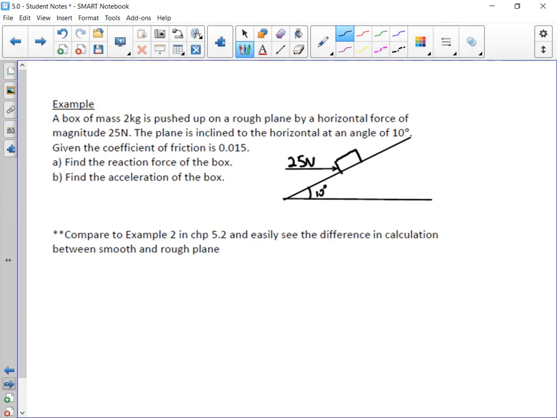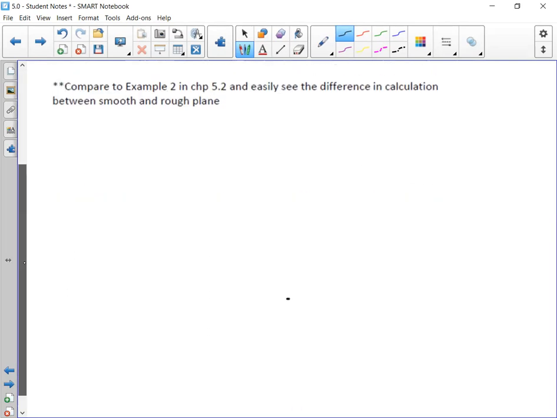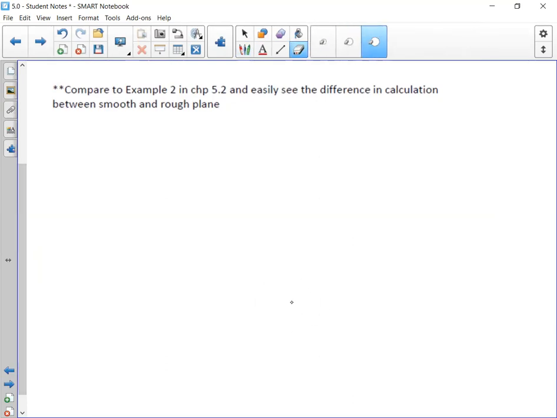A box of mass 2 kilogram is being pushed up by a horizontal force of 25 Newton, the plane inclined to the horizontal at an angle of 10 degrees. Given the coefficient of friction is 0.015, that's a mu value. I like to draw my own diagram because I feel like this diagram cannot satisfy my own drawing need. So let's do this.